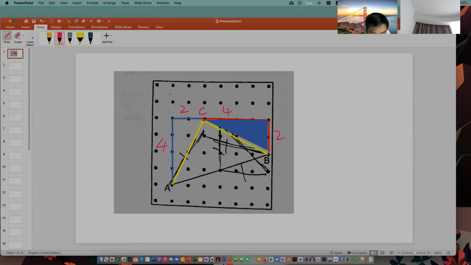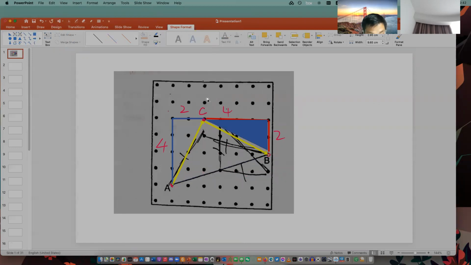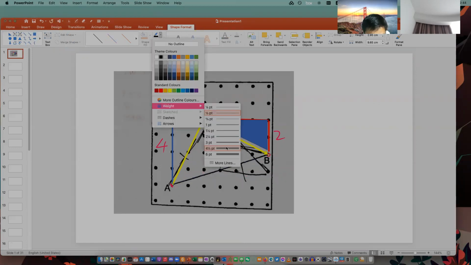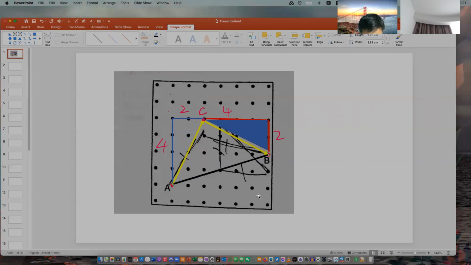For ABD, you have to make use of your AB. You have to make use of this line once again. That means they fix the base for you, so you cannot use other lines. You have to make use of this AB. Use black. And then your D can be on this side, or your D can be on the other side. I don't know which one can help me achieve that, but let's try.